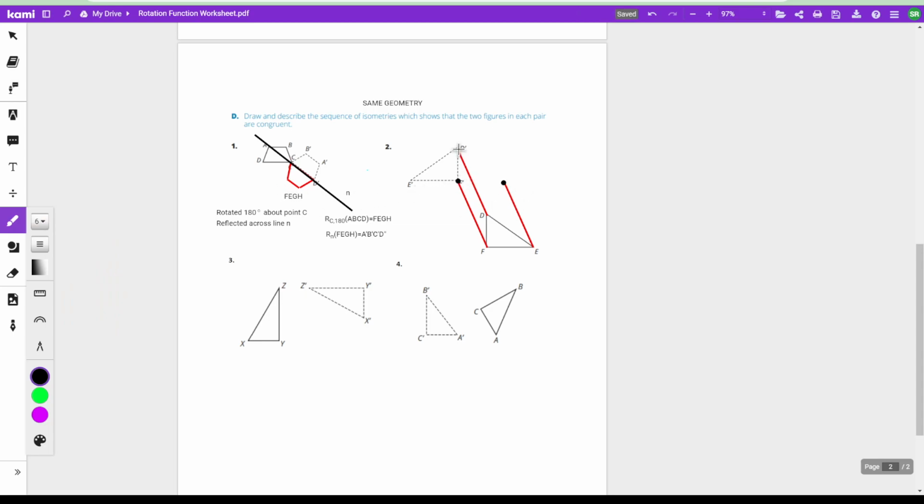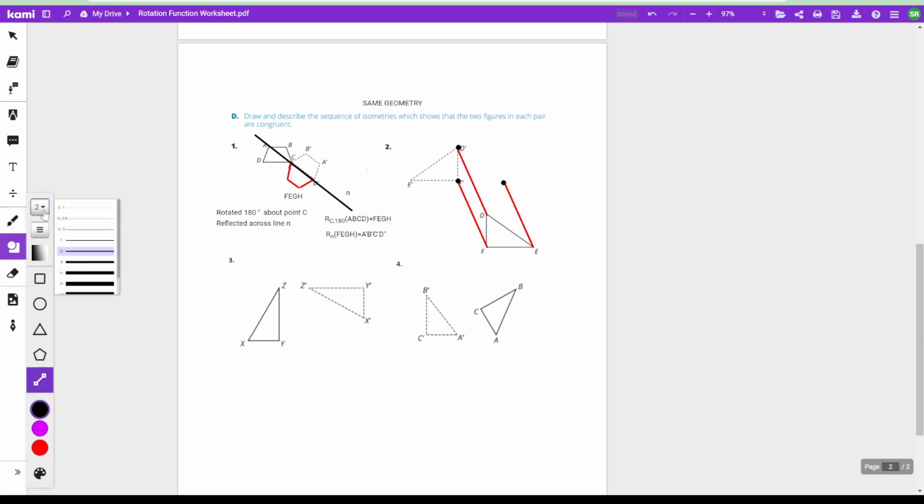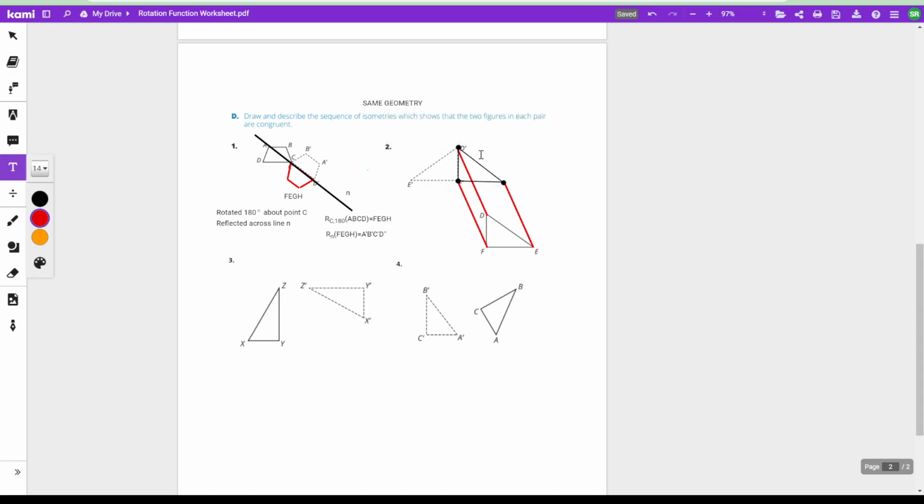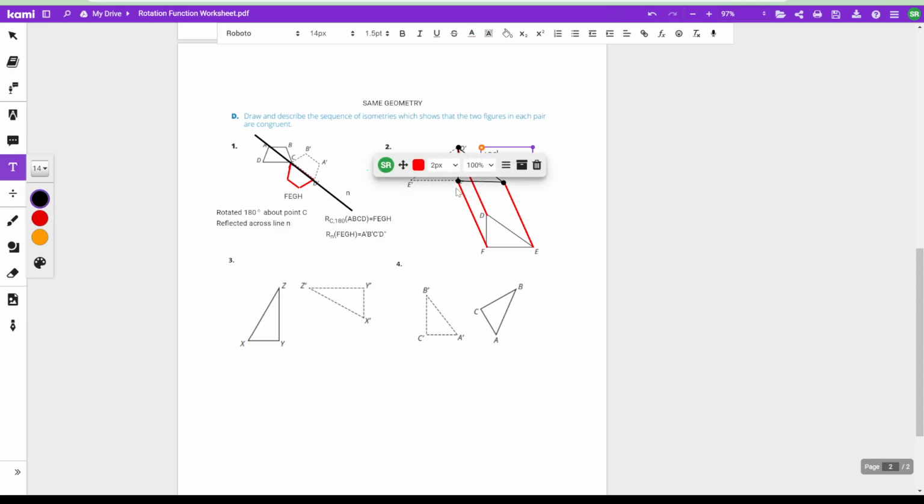These are our translated points. And let me get a line segment so that I can go ahead and sketch in our translated shape, which I am going to label ABC.